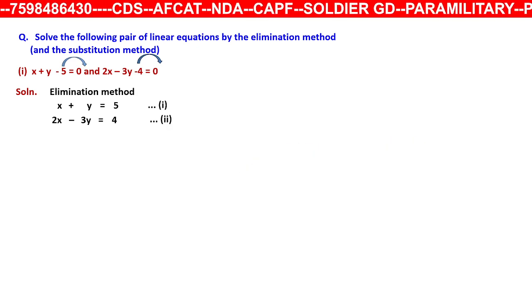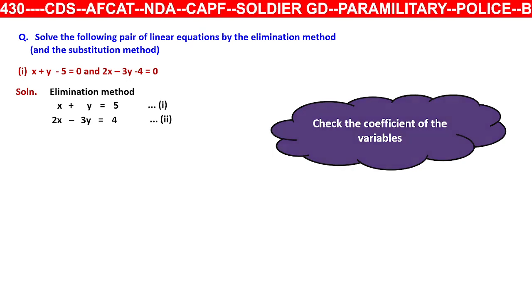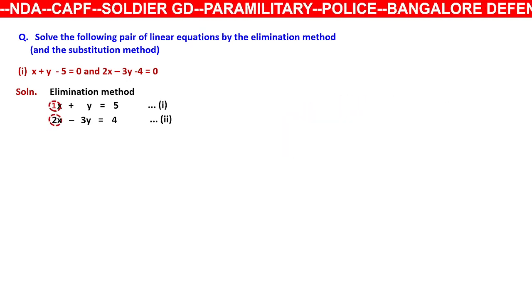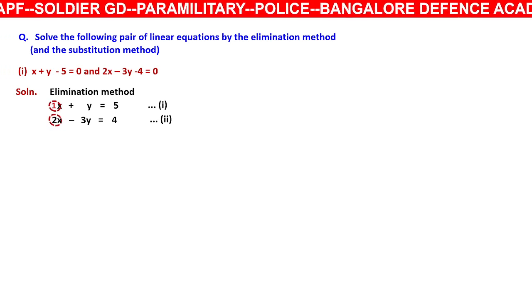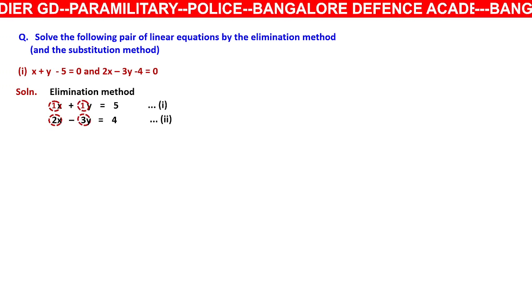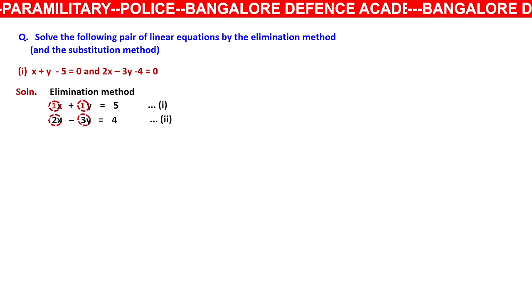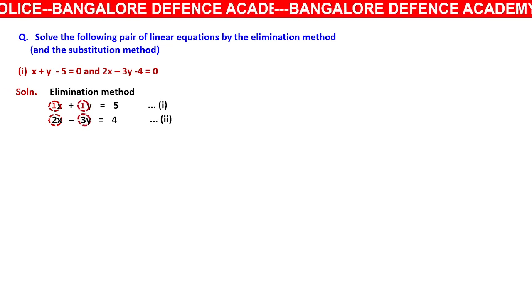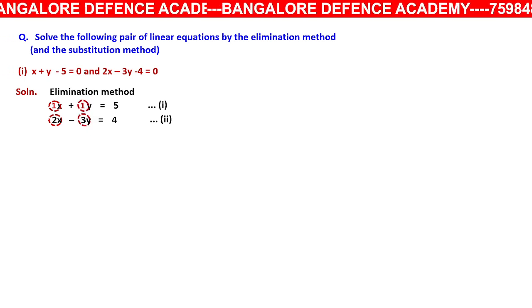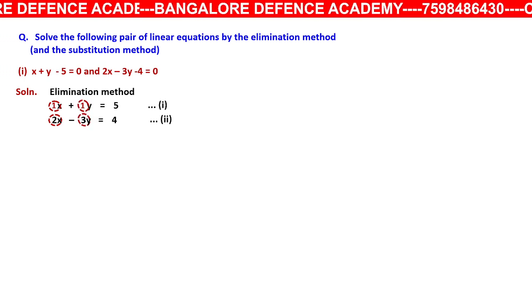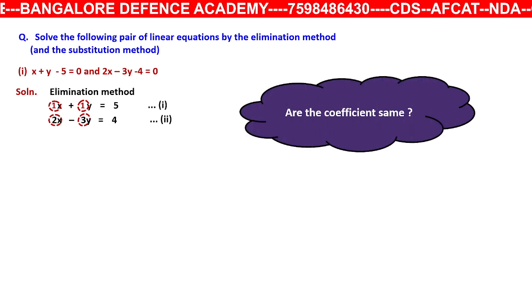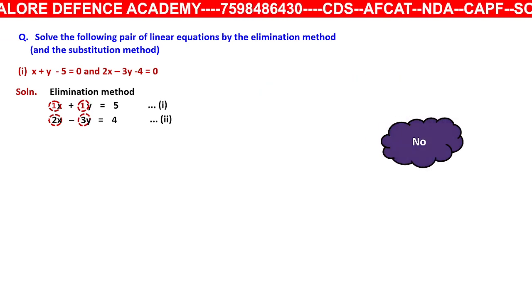Now you have to check the coefficients of x and y. The coefficient of x is 1 in the first equation and the coefficient of x is 2 in the second equation, so they are not the same. The coefficient of y is 1 in the first equation and the coefficient of y is minus 3 in the second equation. They are not the same. So the target is we have to make the coefficients of x or y equal. Otherwise I can multiply 3 to equation number 1.